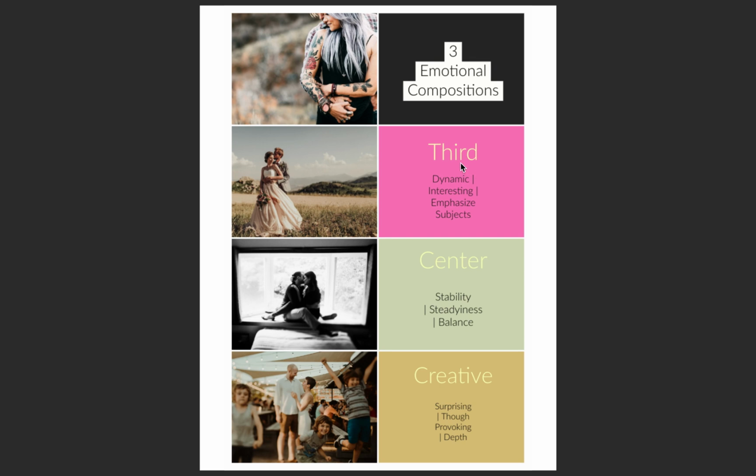Go out and try them. And even if you can't go out and try them right now, just look around the room that you're sitting in and see if you can view things in compositional ways to start training your mind and your eye.